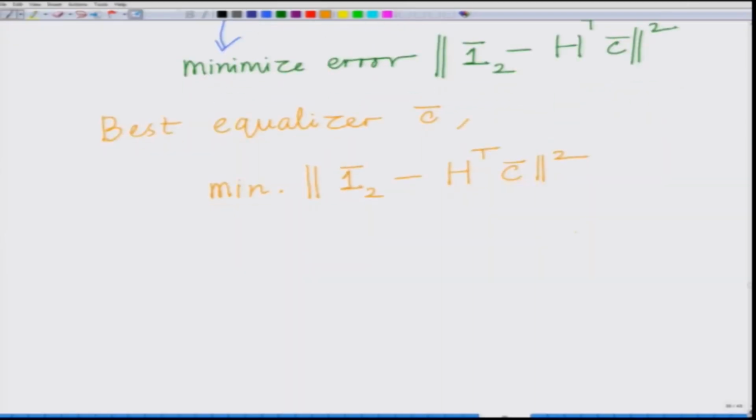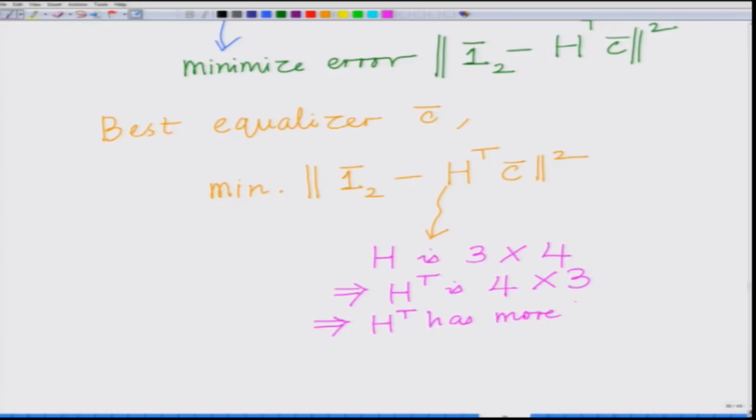And now you can see this is indeed the least square solution, because look at this, the size of H is 3 cross 4, which implies H transpose is a 4 cross 3 matrix, which implies H transpose has more rows than columns.